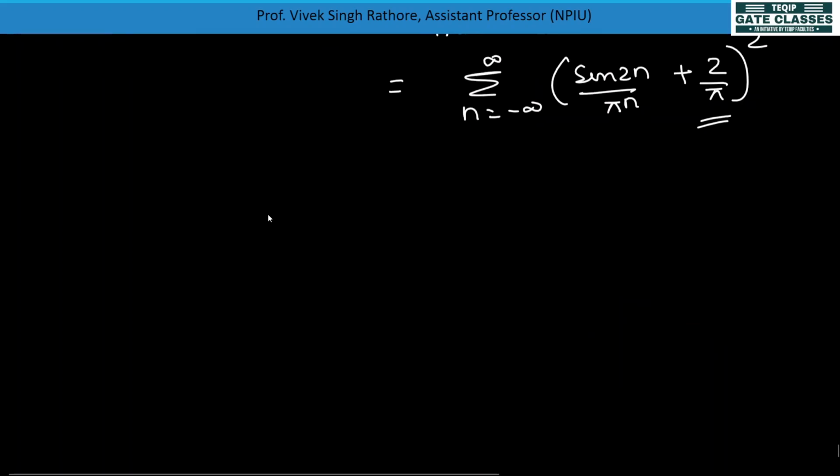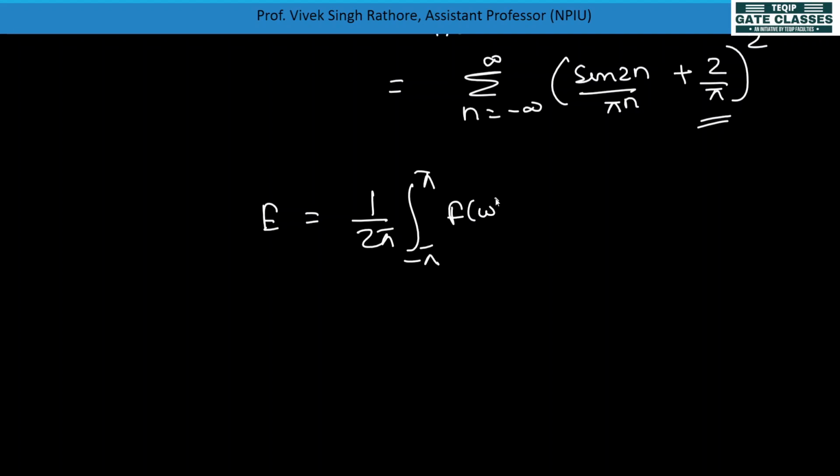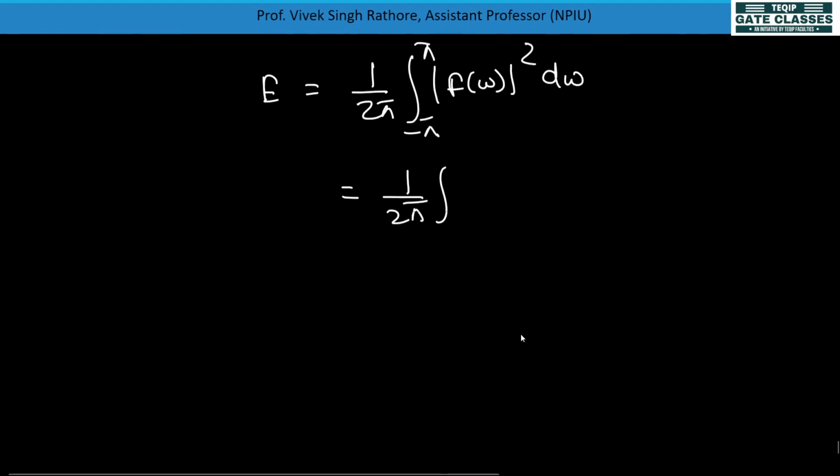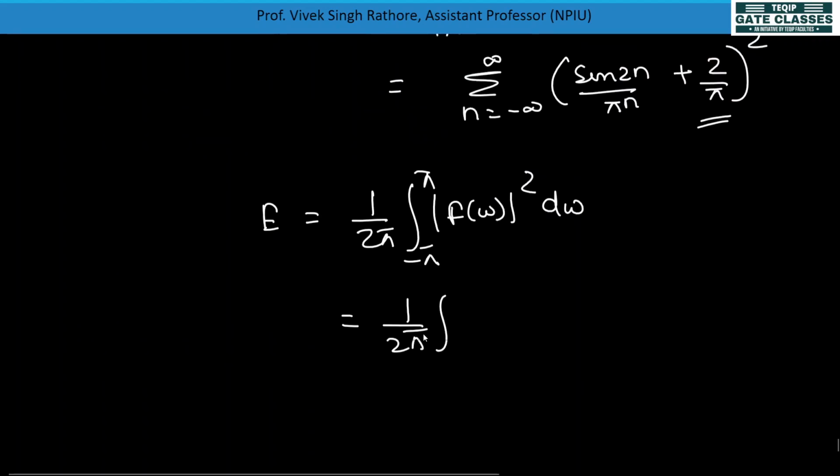Go with the frequency. Energy can be calculated by frequency also: 1 by 2 pi, the integral of f of omega mod value square d omega, just this much only. So 1 by 2 pi is there, and the limits we can put as minus pi to pi.